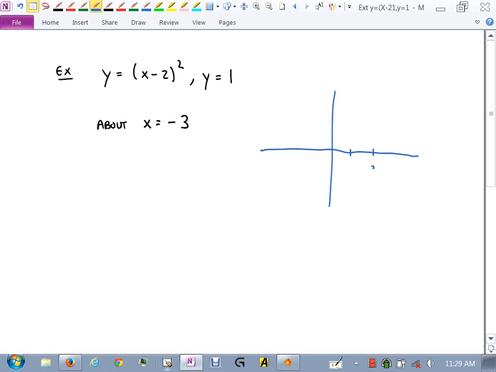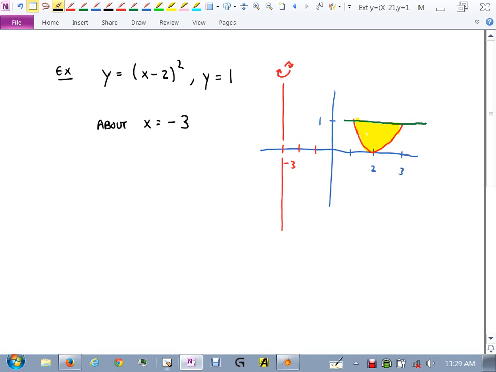It was at 2, and our little parabola looked like this, came up like that, and it hit that line y equals 1 there. So this was our region. This time we want to rotate this around the line x equals -3, which would be over here. We want to rotate it this way around this.